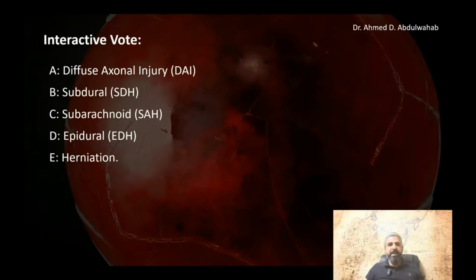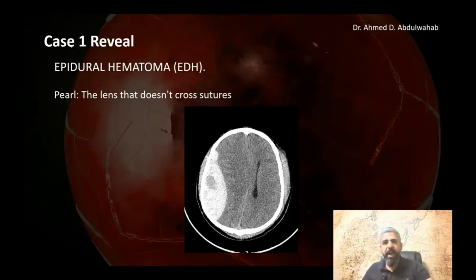What is this case? Is it A, diffuse axonal injury, B, subdural hemorrhage, C, subarachnoid hemorrhage, D, epidural hemorrhage, or E, brain herniation? What is the case? Case number 1 is epidural hematoma.